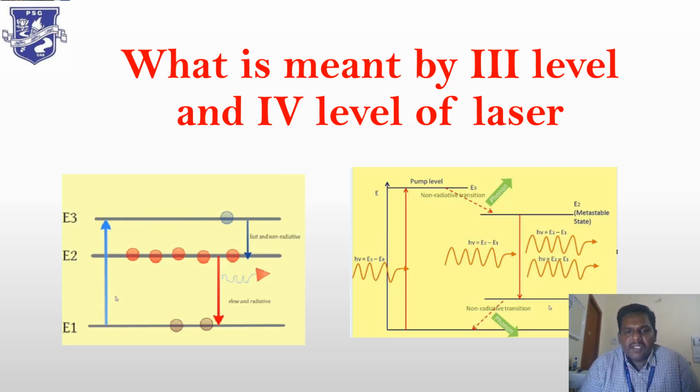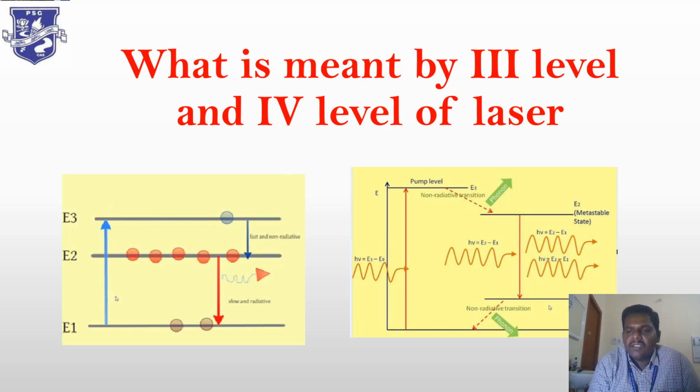Here we have shown two kinds of energy system diagrams. The one I have shown here is the three-level laser system, and the one shown here is the four-level laser system. If you look at these two diagrams, we can easily understand that the laser system consists of three states. The first one, E1, is the ground state. E3 is the excited state. E2 is the metastable state.